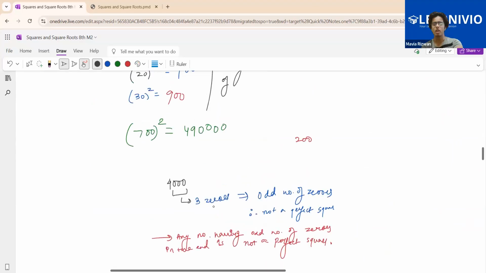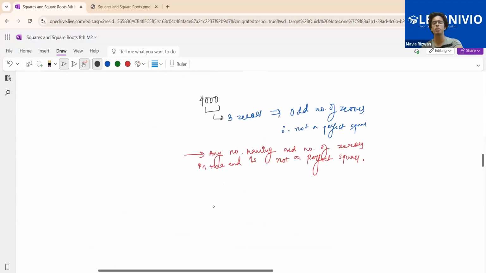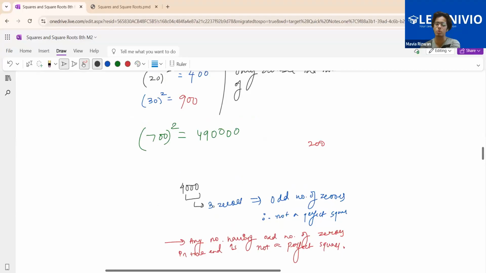The last thing I told you was that any number having an odd number of zeros at the end is not a perfect square. There should be an even number of zeros; then we have to check further. But if there are an odd number of zeros, then we can close our eyes and say, yes, this is not a perfect square. Is this clear to all of you? Yes. Okay, I hope that is revised.